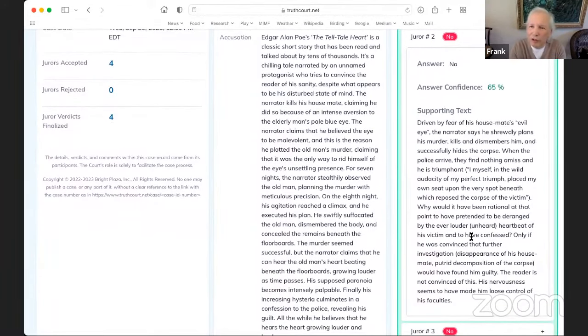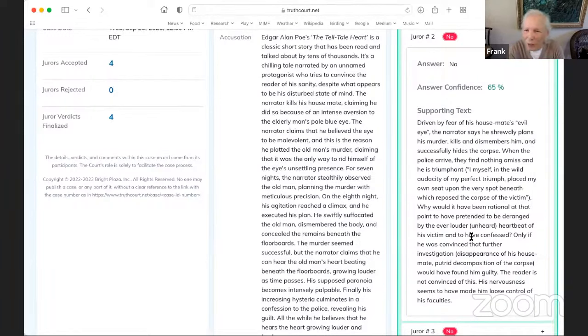Driven by fear of his housemate's evil eye, the narrator says he shrewdly plans to murder, kills and dismembers him, and successfully hides the corpse. When the police arrive, they find nothing amiss, and he is triumphant. And he quotes from the text, "I myself, in the wild audacity of my perfect triumph, placed my own seat upon the very spot beneath which reposed the corpse of the victim."